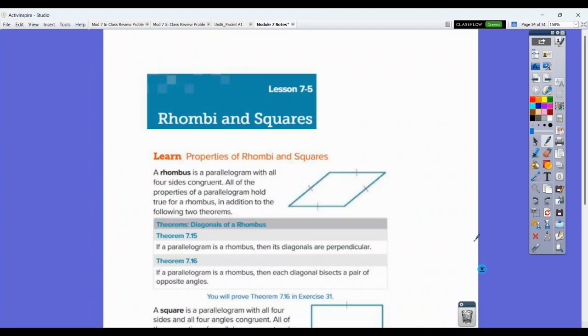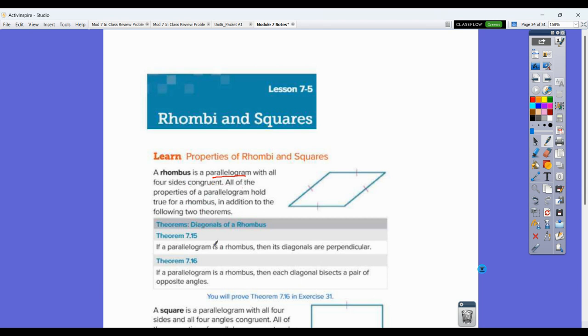7.5 is over rhombi and squares. So rhombus is the singular, and our squares that are there. Okay, so a rhombus is a parallelogram. So again, parallelogram properties apply with all four sides congruent. All the properties of parallelogram hold true in addition to the following two theorems.